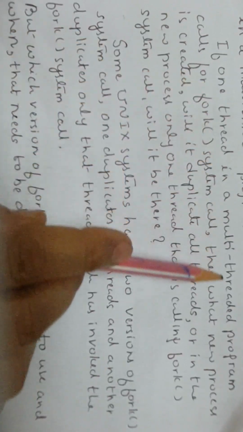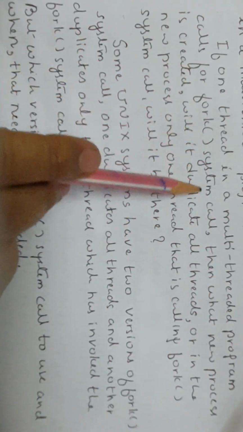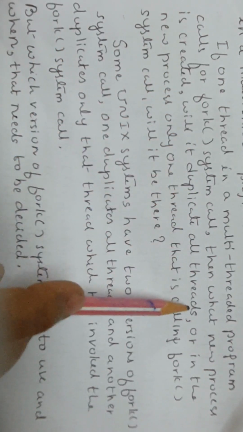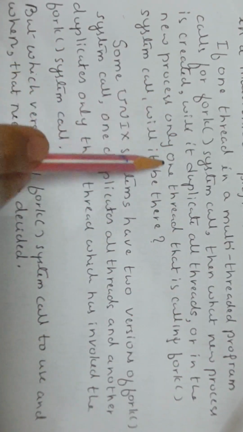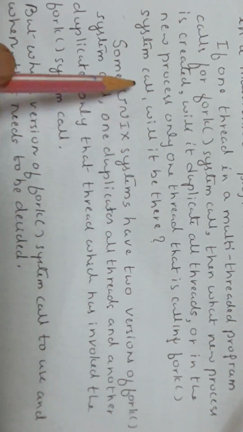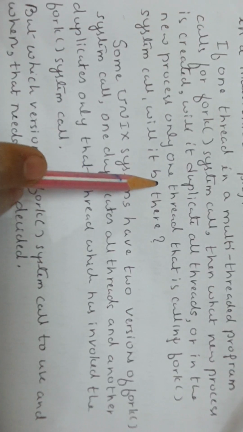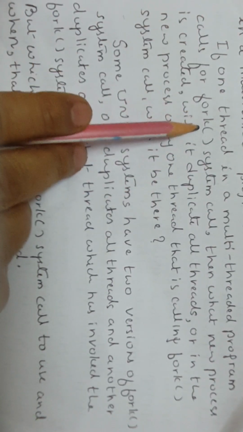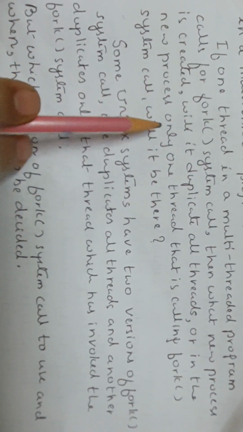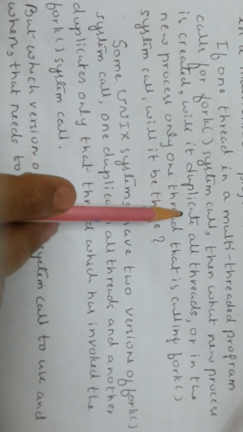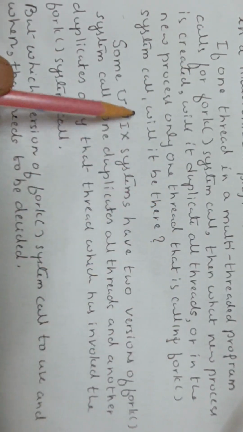If one thread in a multi-threaded program calls fork system call, then what new process is created? Will it duplicate all the threads? Or in the new process, will only the one thread that is calling fork system call be there? A process may have multiple threads. Any one thread may be calling fork system call. Then a new process is created, but in that new process, will it duplicate all the threads or only that thread which is calling the fork system call? That is the issue there.